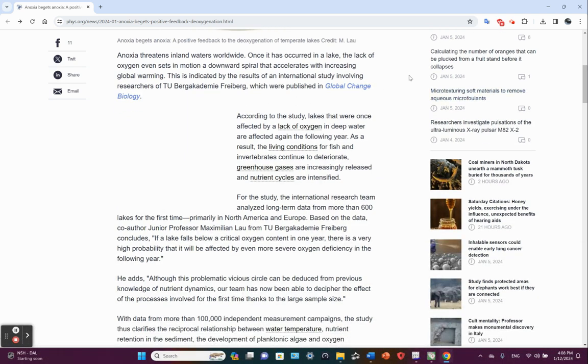This is indicated by the results of an international study involving researchers at TU Bergakademie Freiberg, published in Global Change Biology. According to the study, lakes that were once affected by a lack of oxygen in deep water are affected again the following year. As a result, the living conditions for fish and invertebrates continue to deteriorate. Greenhouse gases are increasingly released. Nutrient cycles are intensified.